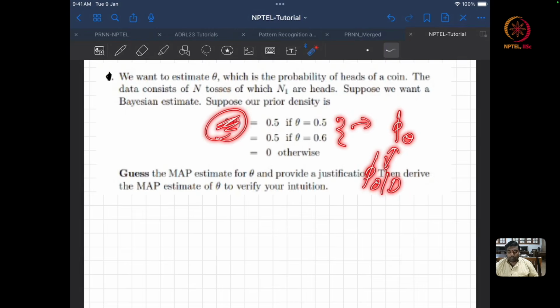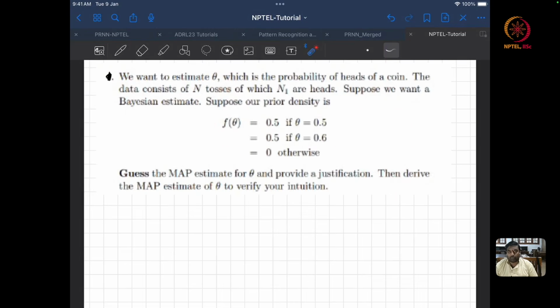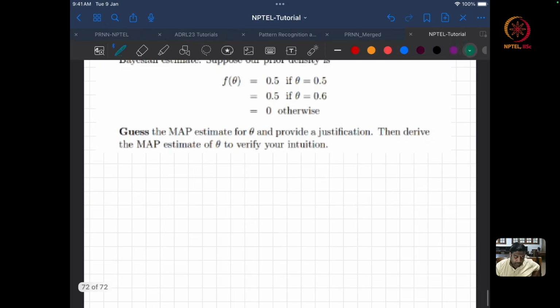Don't worry about these notations. I will be using the notations that are used in the class. So how do we do it? Now we have to guess the estimate for theta and provide the estimation, then derive the MAP estimate. Now we'll be looking at obtaining the MAP estimate in this case.